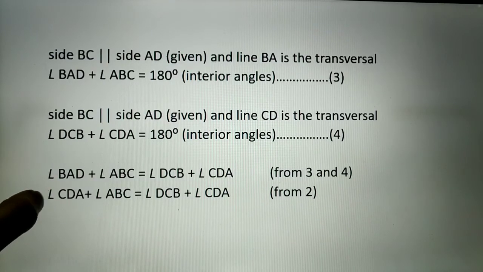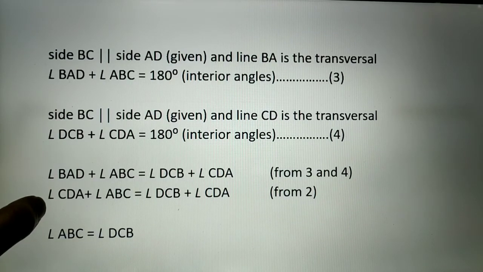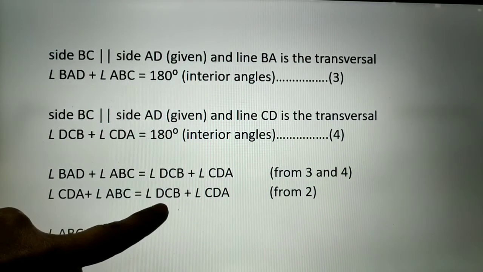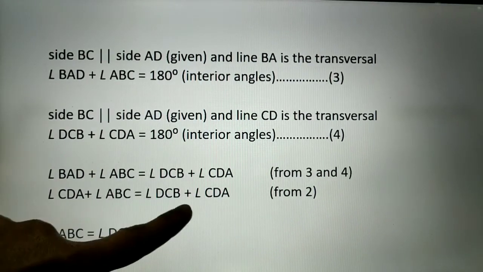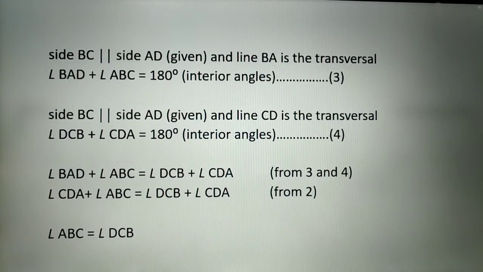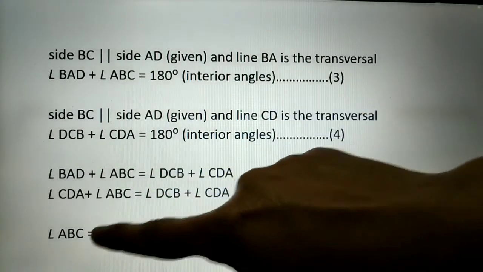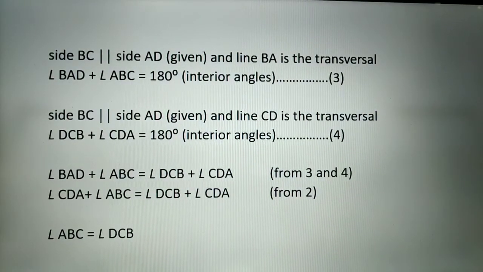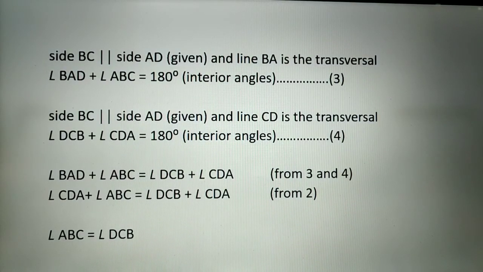Now what happens in the next part? Therefore we will say that ABC is equal to DCB, because CDA and CDA are going to get cancelled. When CDA comes on the other side, it will get cancelled, and therefore we are left with only angle ABC. This is what we are supposed to prove.